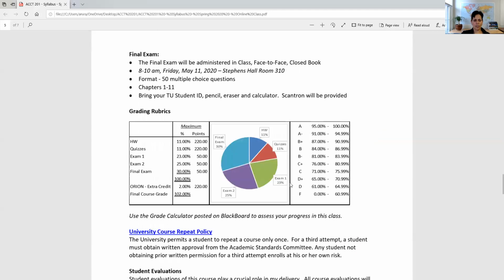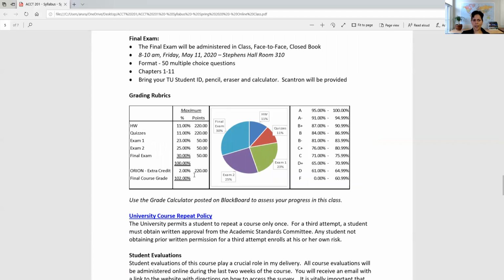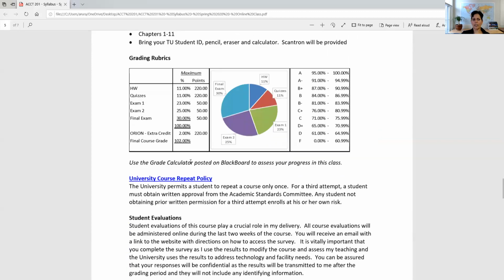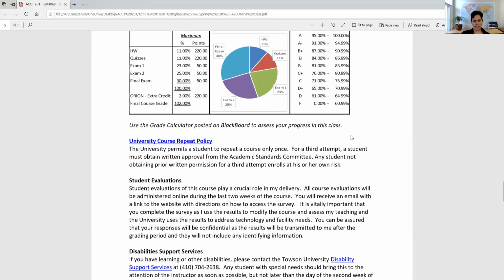Now, I'm sure this is what's of interest for all of us. And what we're looking at over here is the grading scheme. We have 11% for homework, 11% for quiz. Every chapter there's one homework, every chapter there's one quiz. Each of those is worth 1% of the final grade. So that's 22%. You have exam 1 and 2 that will be done on Wiley Plus.